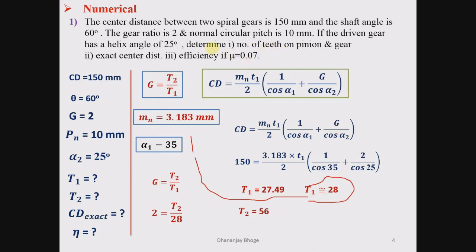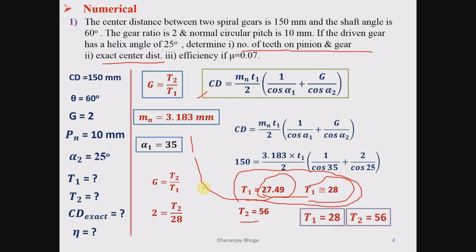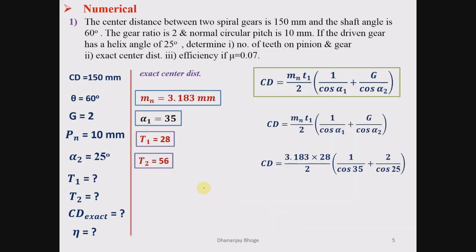व्हेरी गुड. आता एक एक झालं आपलं. We have determined the number of teeth on driving and driven gear. आता एक्झॅक्ट सेंटर डिस्टन्स म्हणजे काय? आपण इथं नंबर ऑफ टीथ्स राउंड ऑफ केले बघा. वेन सेंटर डिस्टन्स वॉज 150, नंबर ऑफ टीथ किती आले होते? 27.49. मग आपण त्याला राउंड ऑफ केलं. आता राउंड ऑफ केल्यानंतर सेंटर डिस्टन्स चेंज होणार, करेक्ट? सो लेट अस फाइंड आउट एक्झॅक्ट सेंटर डिस्टन्स. तर T1 T2 च्या व्हॅल्यू सबस्टिट्यूट करा आणि फाइंड आउट द एक्झॅक्ट सेंटर डिस्टन्स using the same equation.